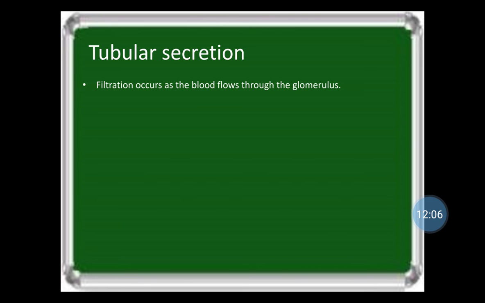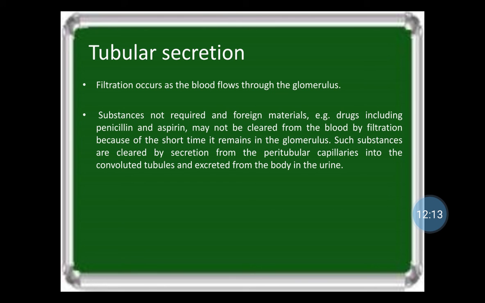Now we see the tubular secretion. The filtration occurs as the blood flows through the glomerulus. Substances not required, or foreign materials like drugs including penicillin and aspirin, may not be cleared from the blood by filtration because of the short time they remain in the glomerulus. Such substances are cleared by secretion from the peritubular capillaries into the convoluted tubule and excreted from the body.